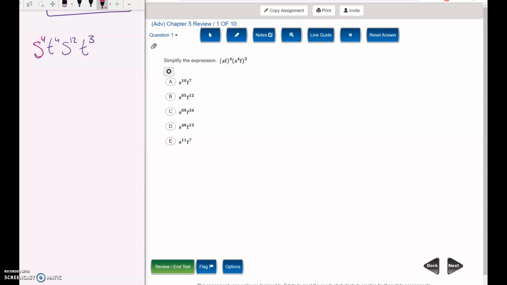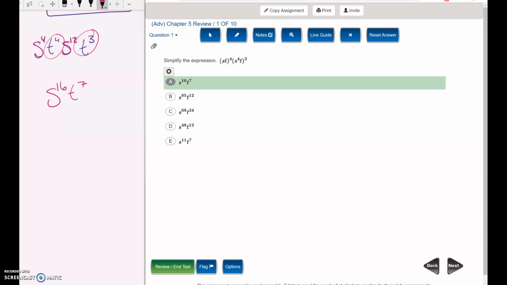So s to the fourth times s to the 12th, you're multiplying, so you add those exponents and get s to the 16th. And that probably is enough information for you to find your correct answer. And then t to the fourth and t to the third, that gives you t to the 7th.